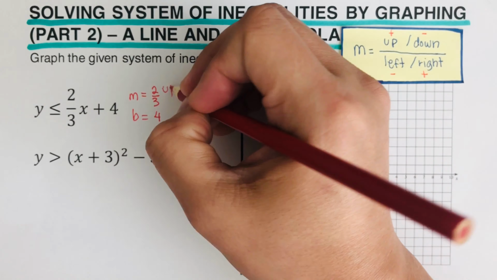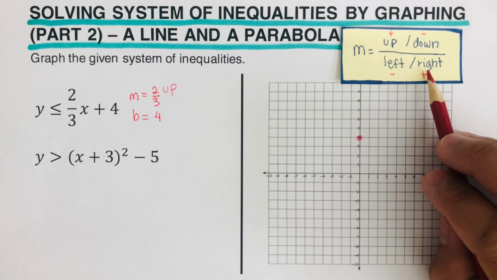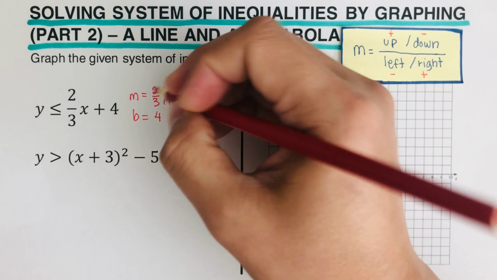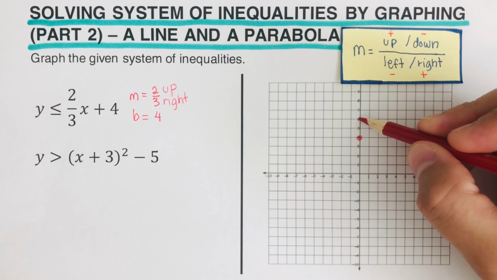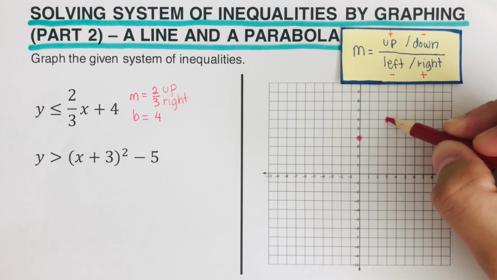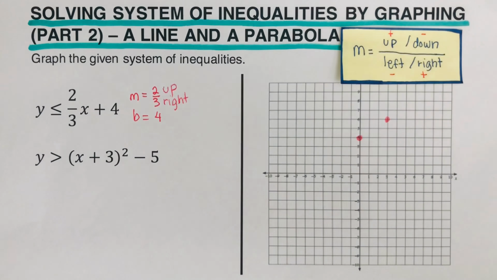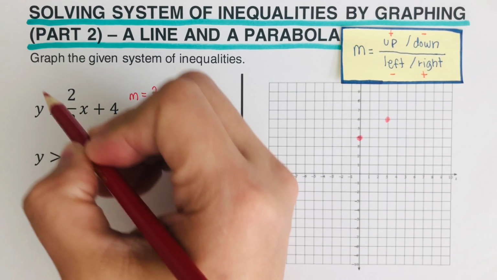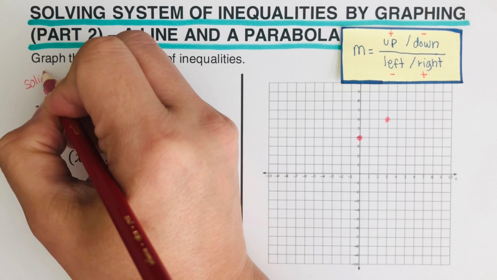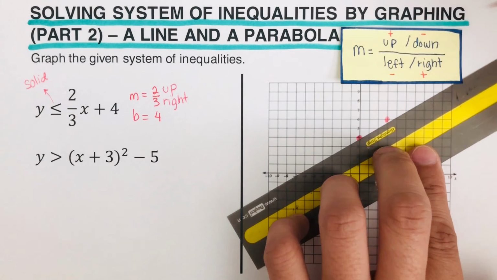So this would be up. And then 3, since it's positive, we go to the right. So we go up 1, 2. We go to the right 3, 1, 2, 3. So this is where the second dot is. Now we are ready to graph this. Now we remember that if there's a bar underneath, we're going to use a solid line. So I'm going to use a solid line for this.